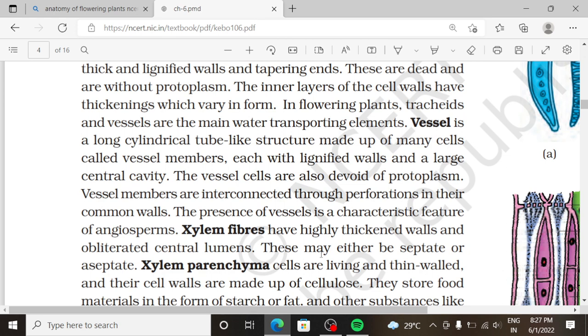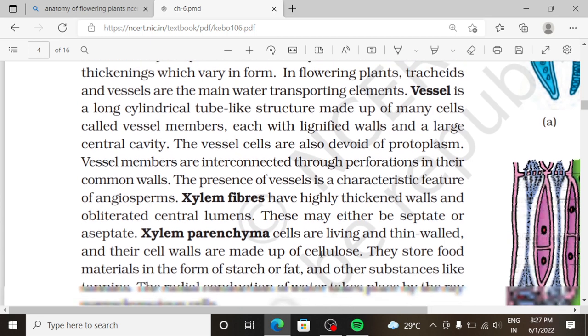In flowering plants, tracheids and vessels are the main water transporting elements. I'll repeat it again. In flowering plants, tracheids and vessels are the main water transporting elements. Vessel is a long cylindrical tube-like structure made up of many cells called vessel members, each with lignified walls and a large central cavity. The vessel cells are also devoid of protoplasm.